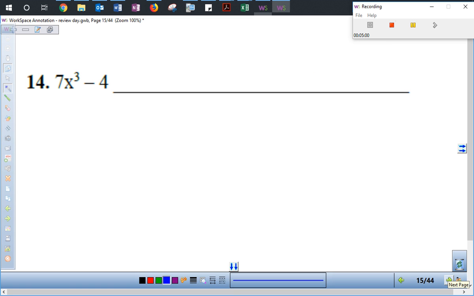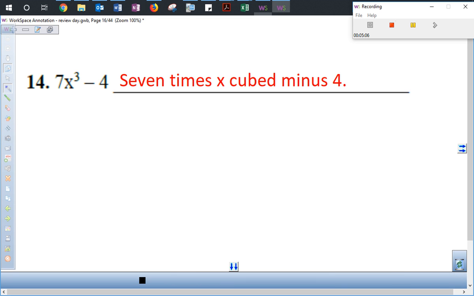Number 14, pause the video, write your expression. I put 7 times x cubed minus 4. You could have also put 7 times x to the third minus 4, or, excuse me, the difference between 7 times x cubed and 4. There are several different options. Again, make sure you have the word times in between 7 and x.